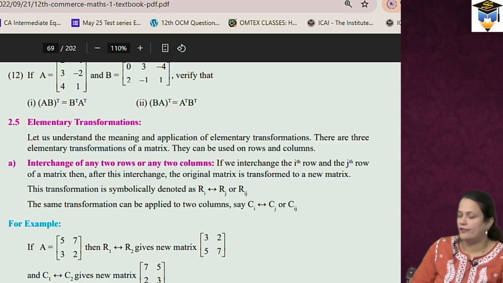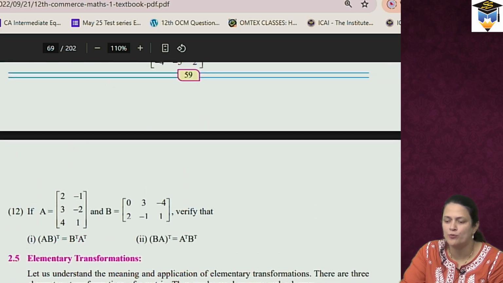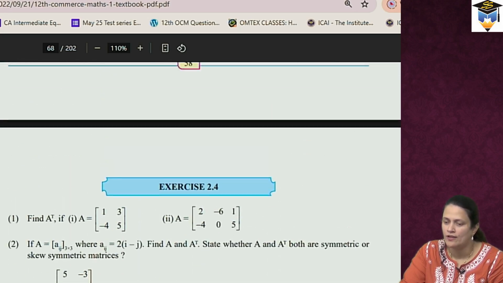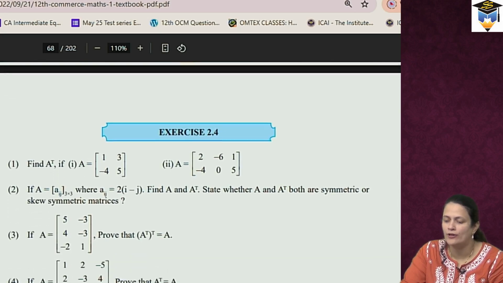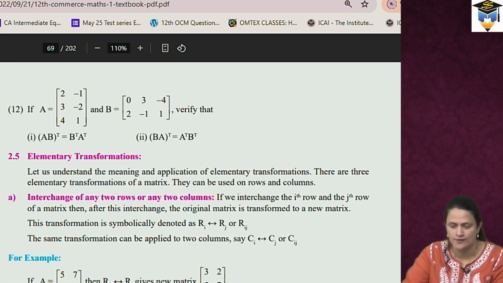Okay, good morning everyone. So let us start with the next part. I guess we had finished up till exercise 2.4. Now we are going to start the elementary transformations.